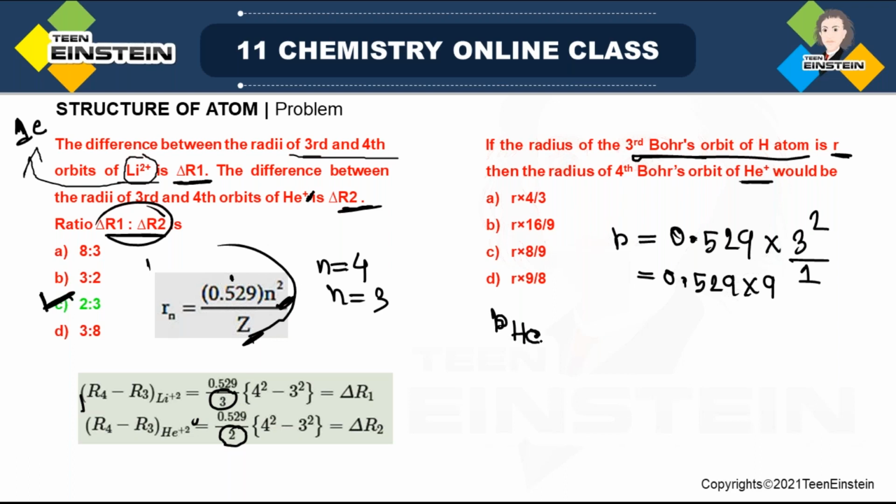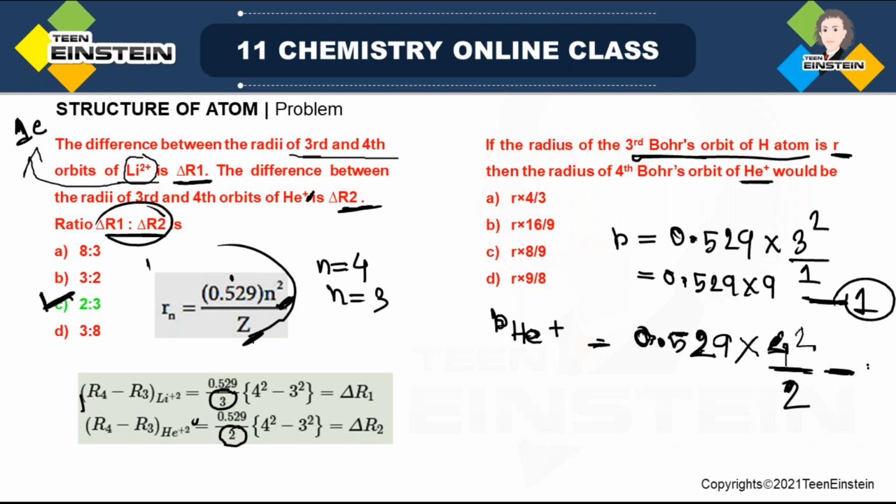For the helium system, that is helium plus, again we will use the same formula: 0.529 multiplied by, now it is the fourth orbit, so 4 square. The n value is 4 now, and divided by 2, because for helium Z is equal to 2. Suppose this is equation number 1, and this is equation number 2. So we will take the ratio of R He plus and R, since it is already given in the question that it is R.